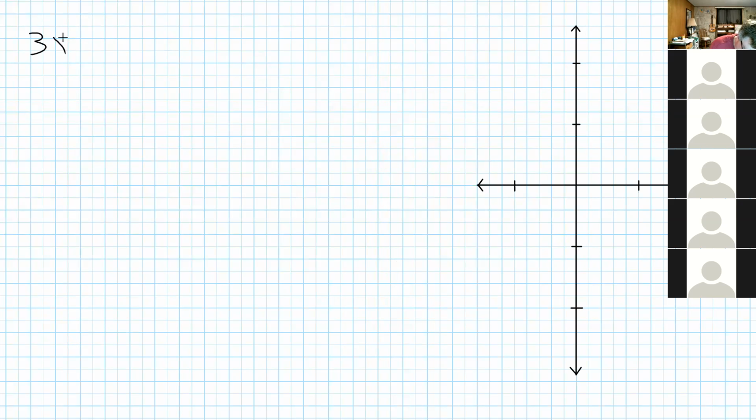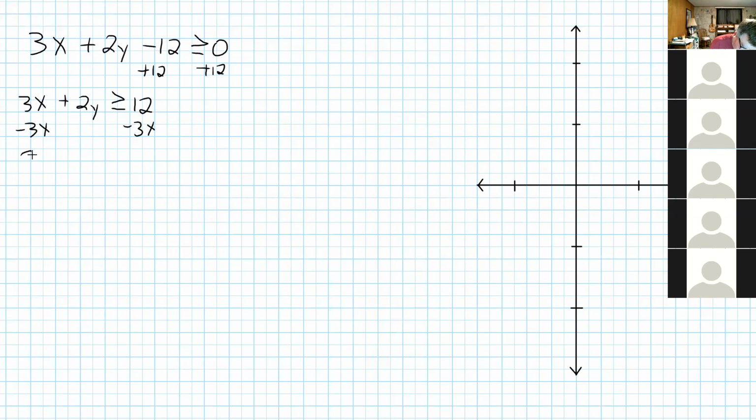3x plus 2y minus 12 greater than or equal to 0. To put this in slope intercept form, I'm going to add 12 to both sides, which gives us 3x plus 2y greater than or equal to 12. Then I'm going to subtract 3x from both sides: 2y greater than or equal to negative 3x plus 12.